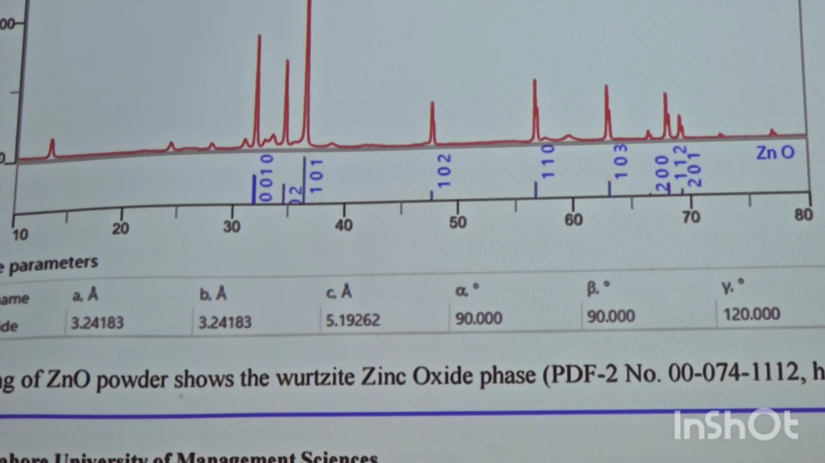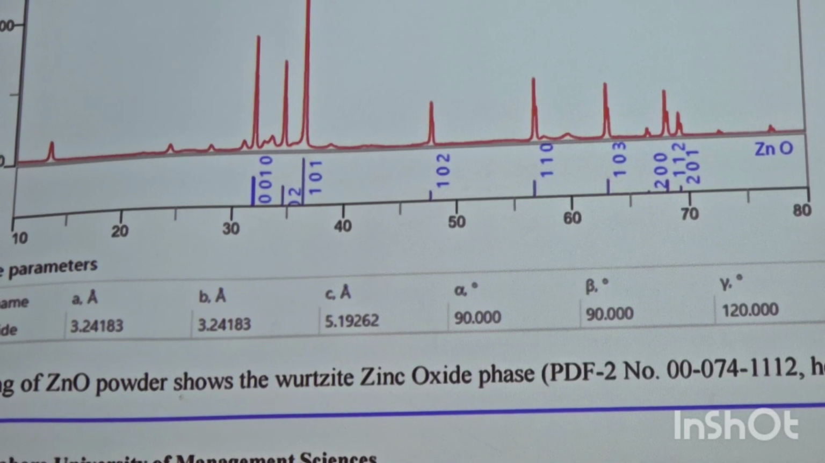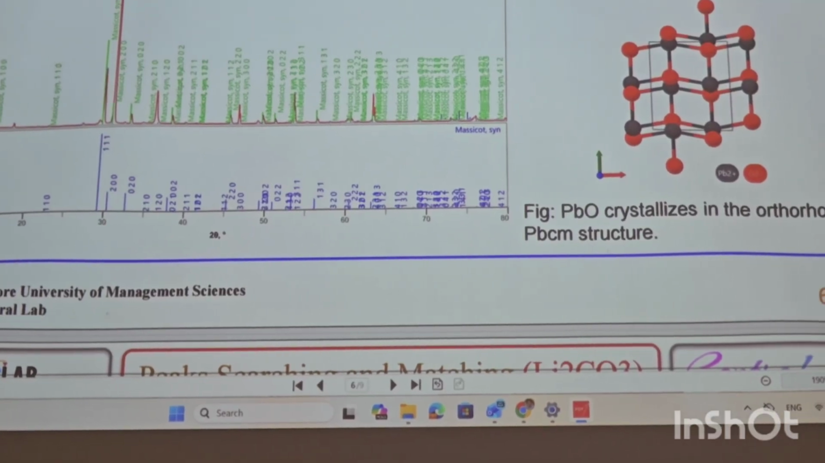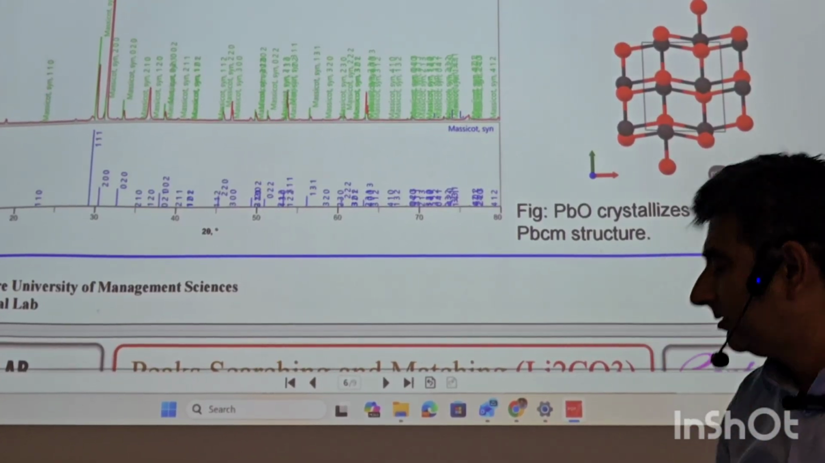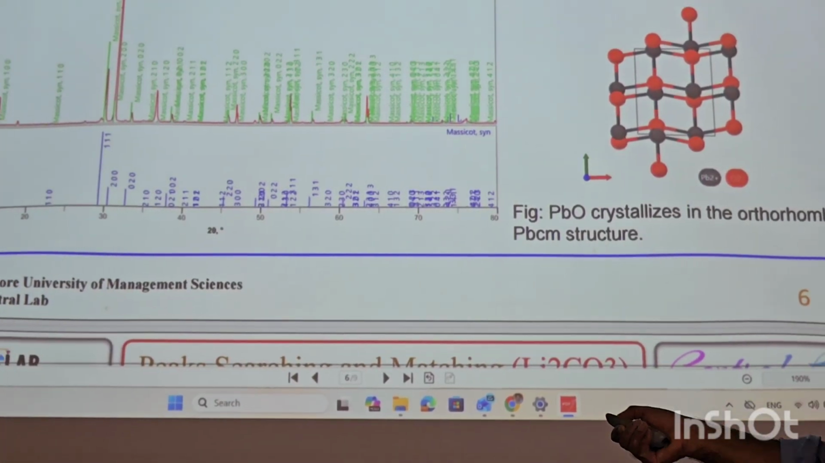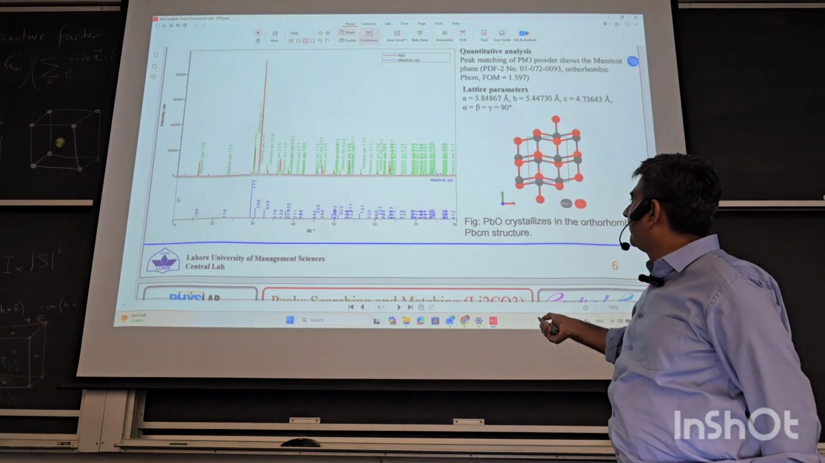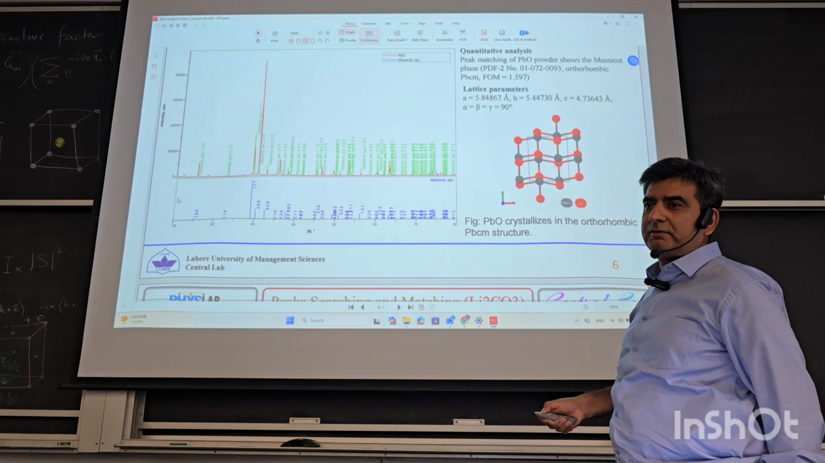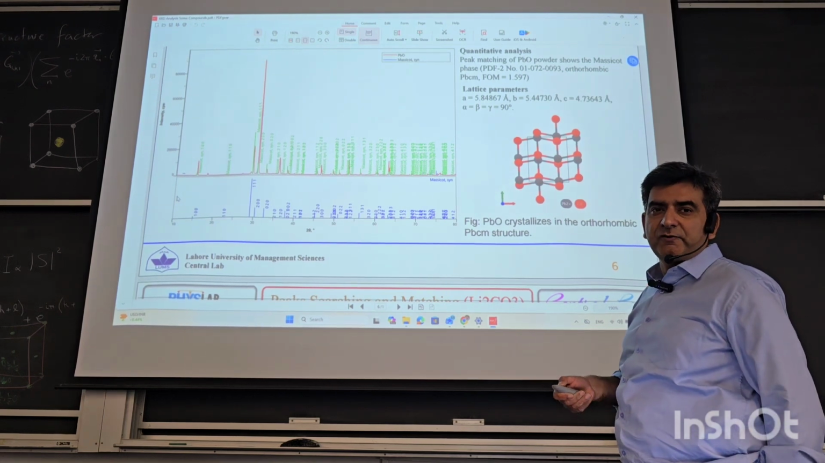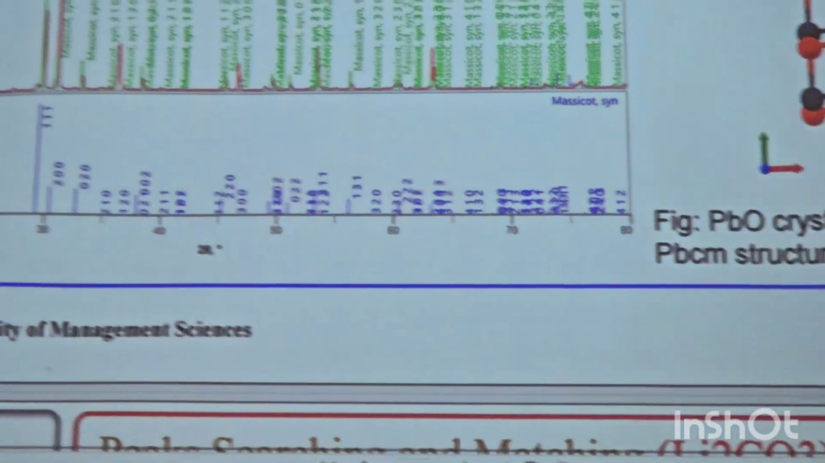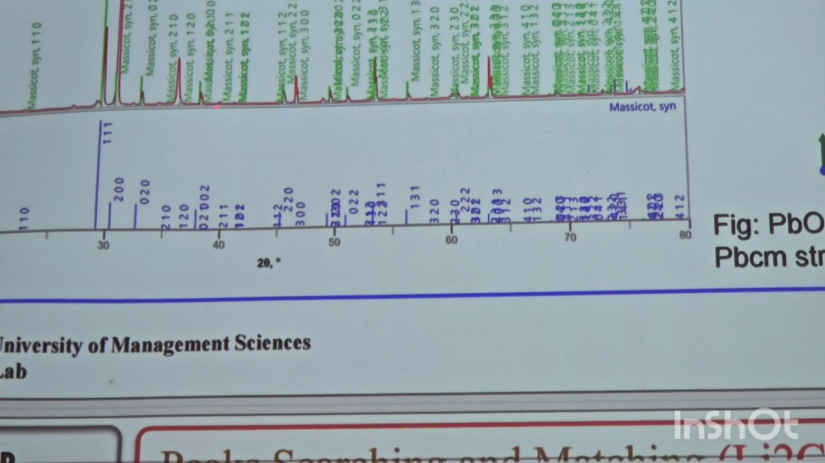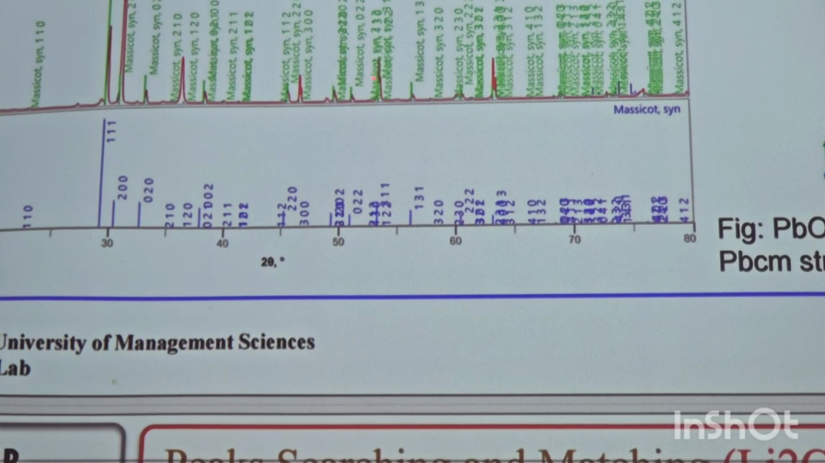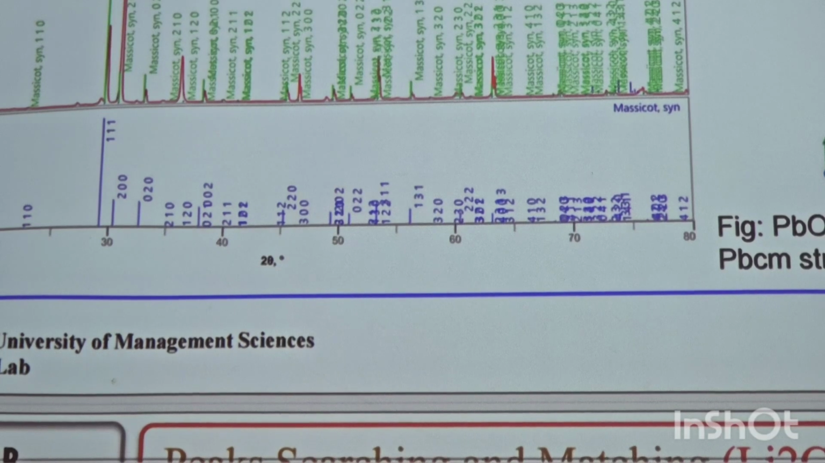Here is zinc oxide, which is hexagonal. You can have a very large number of predicted peaks like this, and then your spectrum is matched with this prediction, and then you can have figures of merit of how good the match is and so on. And then you index all of these peaks. You can tell which plane each peak is coming from.